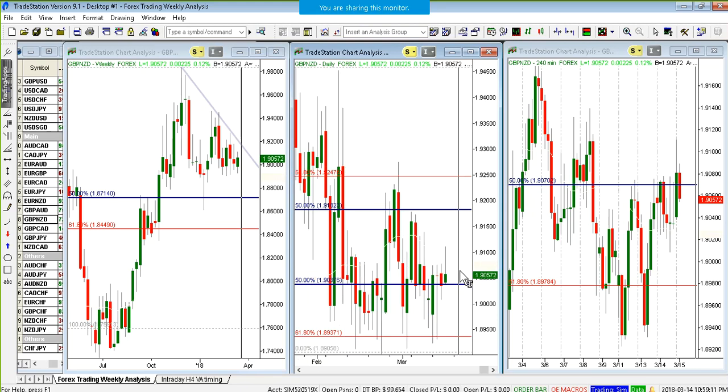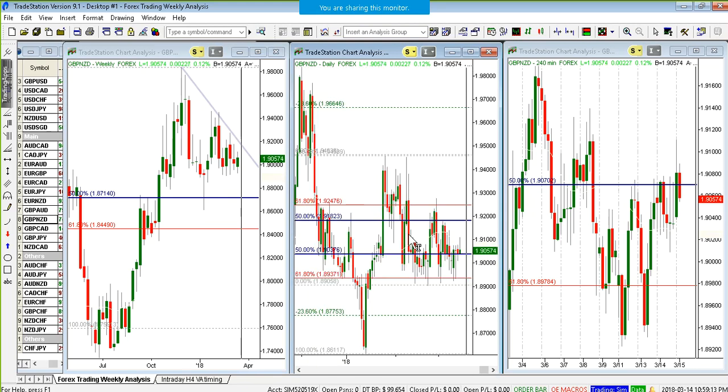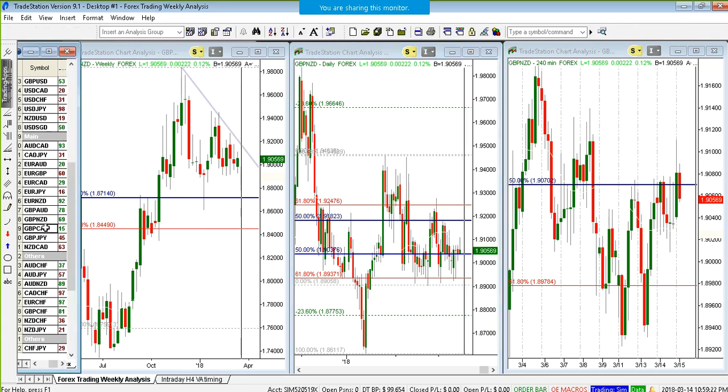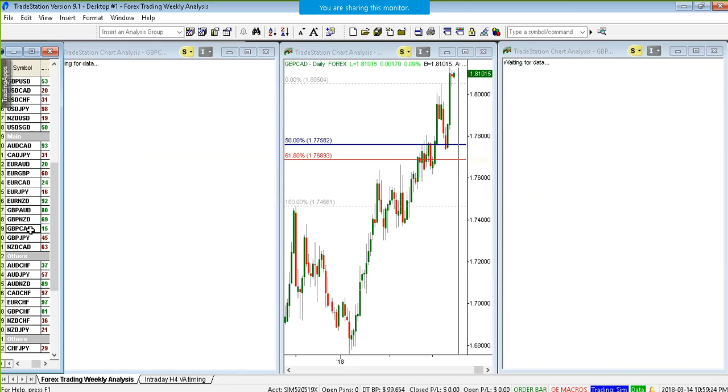In the last few weeks here, we have seen a nonsense consolidation that does not help with trading this market. Okay, so you should really stay away from this market.